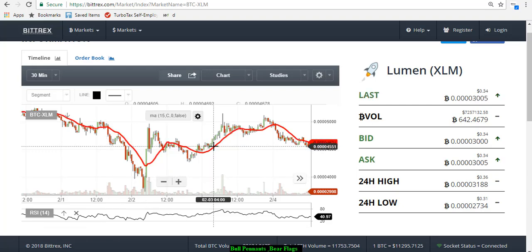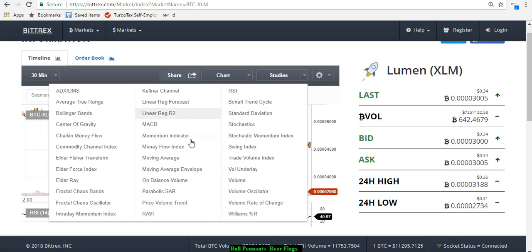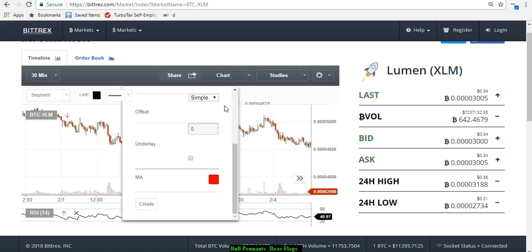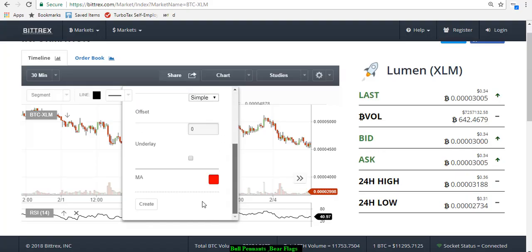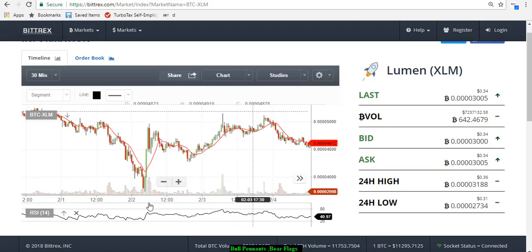And I actually want to follow this chart a little bit more closely. So I'm going to do moving average, and I'm going to bring this down to like a 10. So it's following a period of 5 hours because we are in a 30-minute. So that'll probably be a little bit better. Okay, so we have our average here.